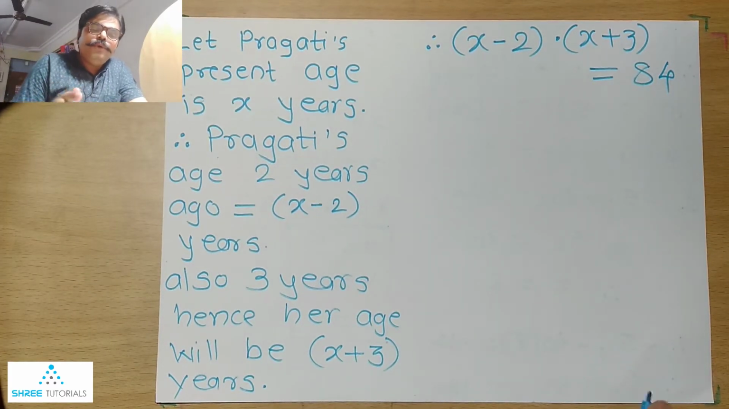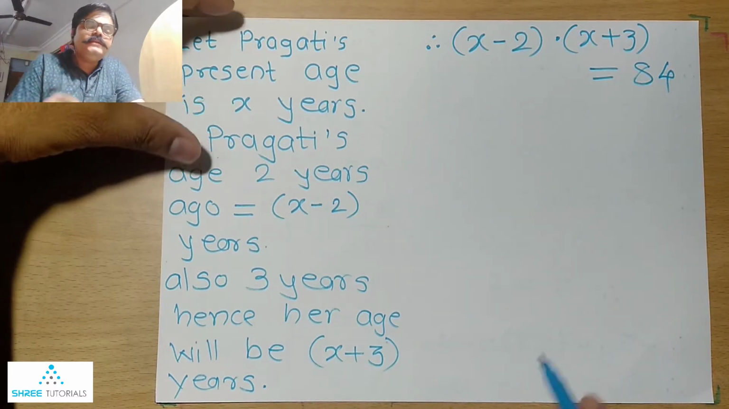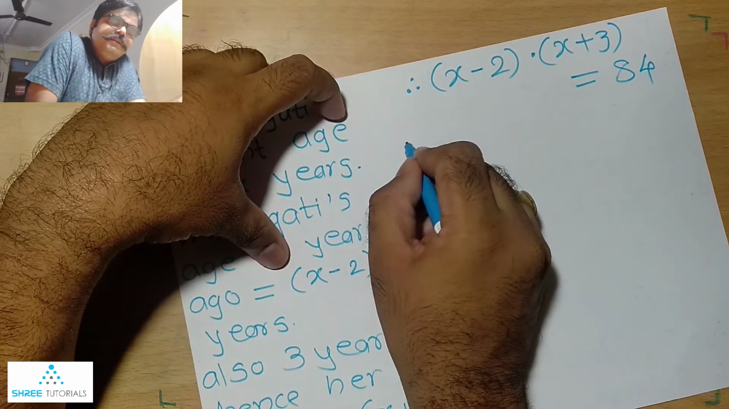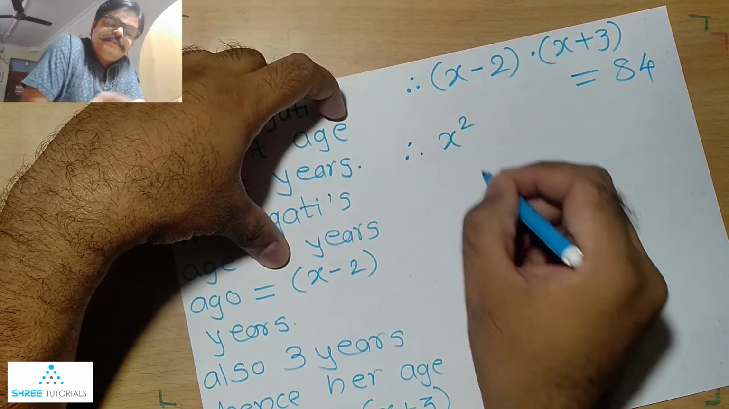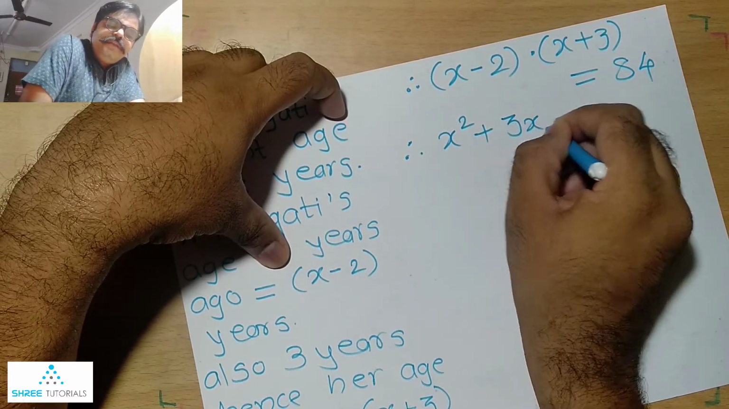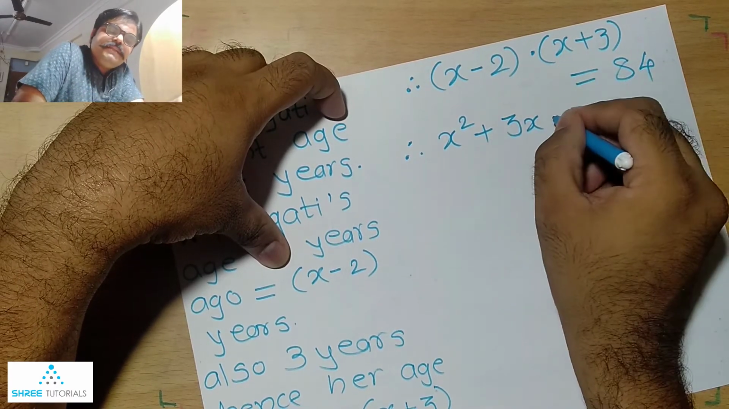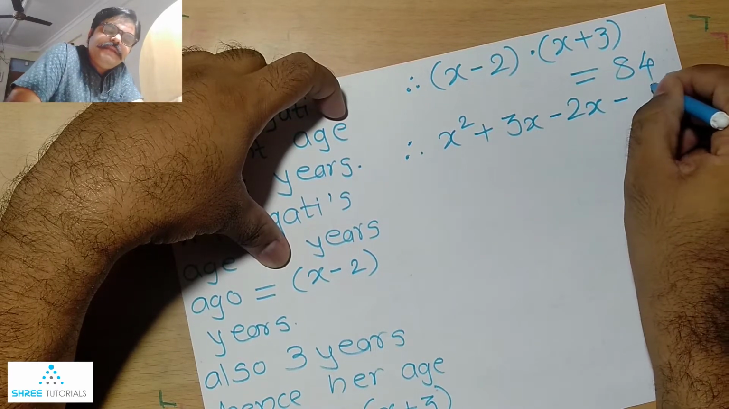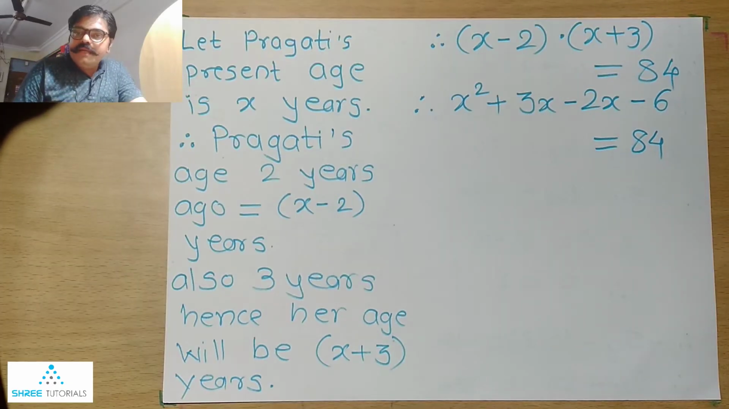Now what we are going to do is open up these two brackets. What I mean is, this X is going to multiply this whole bracket, that means both of these terms. Therefore we have X into X, that is X square, plus X into 3, that is 3X. Now we are done with X, it is time for 2. Minus 2 into X, that is minus 2X, and minus 2 into 3, that is minus 6, is equal to 84.